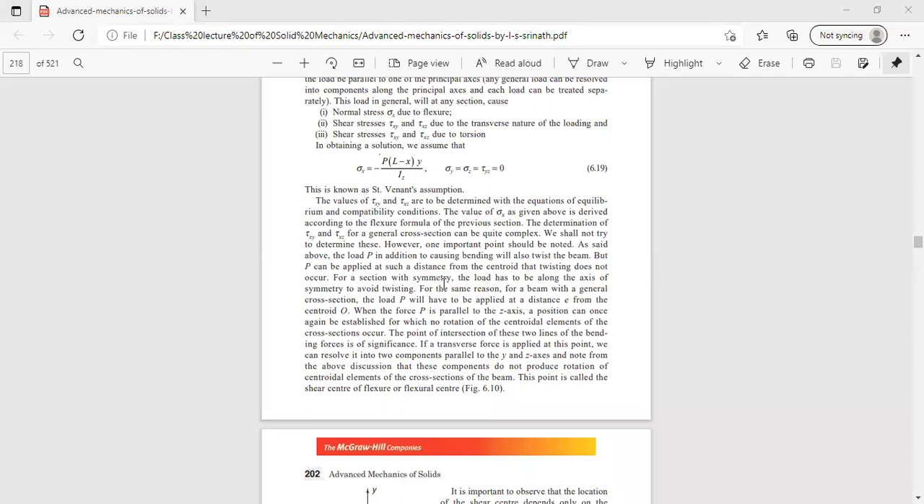Now, one important point is here: the force P, the external load, is acting over our concerned beam. In addition to causing moment, it also twists the beam. But P should be applied at such a distance from the centroid that twisting should not occur. That is the important thing.